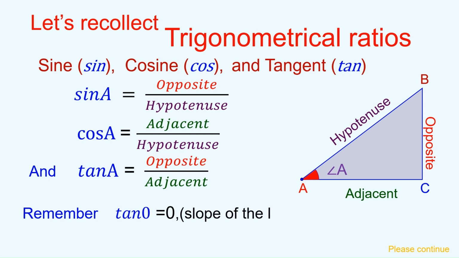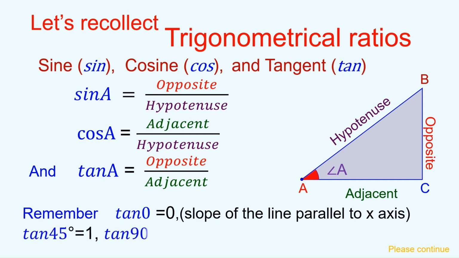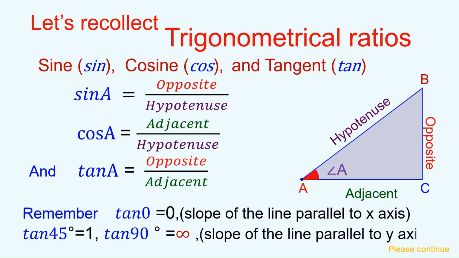Remember, tangent of an angle 0 equals 0, the slope of the line parallel to the x-axis. Tangent of an angle 45 degrees equals 1. Tangent of an angle 90 degrees equals infinity, the slope of the line parallel to the y-axis.